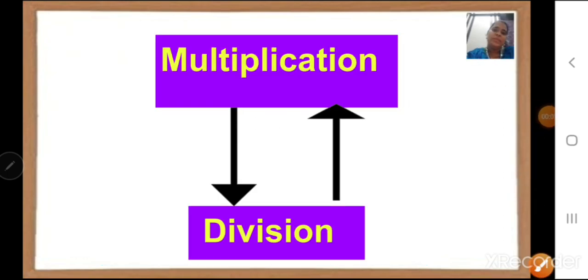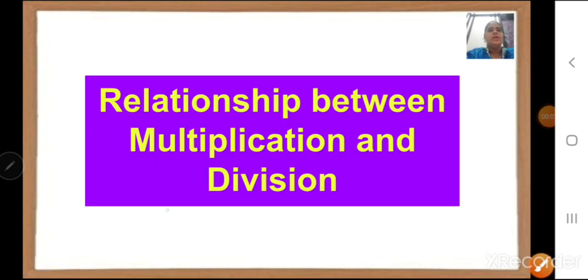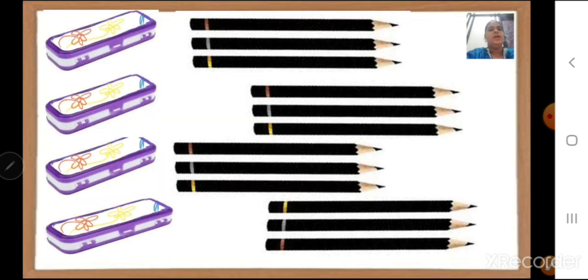Children, multiplication and division are related to each other. And understanding the terms used in multiplication and division will make it easier. So children, let us understand the relationship between multiplication and division with the help of an example, how they are related to each other. Look at this example. Can you see, children?